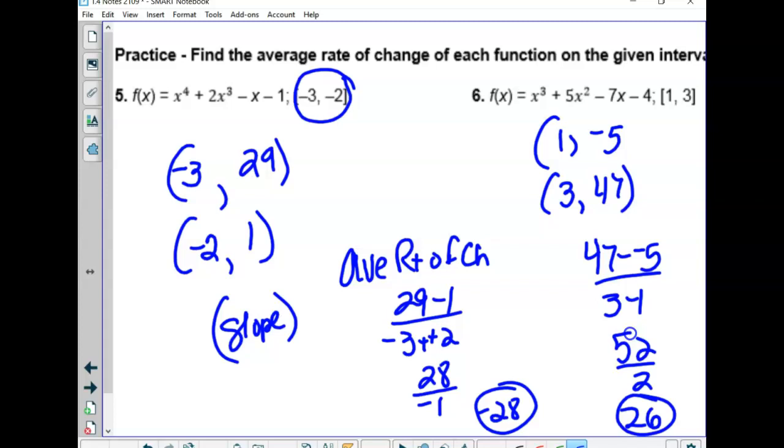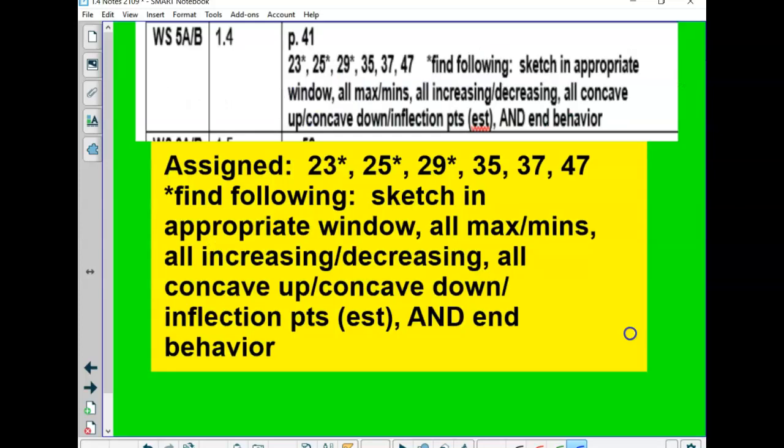The assignment is on your homework check sheet, but don't follow the directions in the book. The first 3 problems, it says you need to sketch and give me your window. You need to find the maximums, the minimums, where it's increasing, decreasing, concave up, concave down, inflection point, and end behavior. For 3 problems, okay? And then the last 3 are, or the 35 and 37, I think, are rate of change, and I don't know what 47 is. So 6 problems, but 3 of them are a little bit of work.